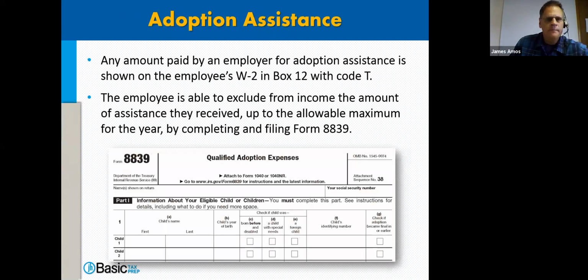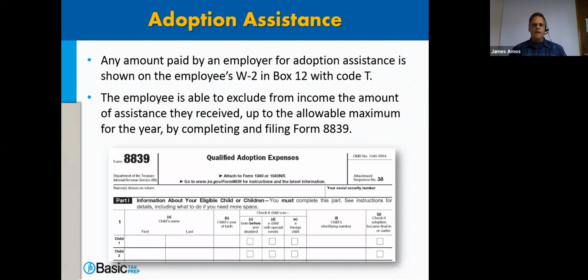So let's talk about adoption assistance. Any amount that the employer pays for adoption assistance will always be shown on the employee's W-2. It's going to be in box 12 again with the code T for adoption assistance. Look, there's a lot of rules that go with this, and we're not going to get into that. But just know this, adoption assistance is available. If an employer pays this, it's going to get reported.